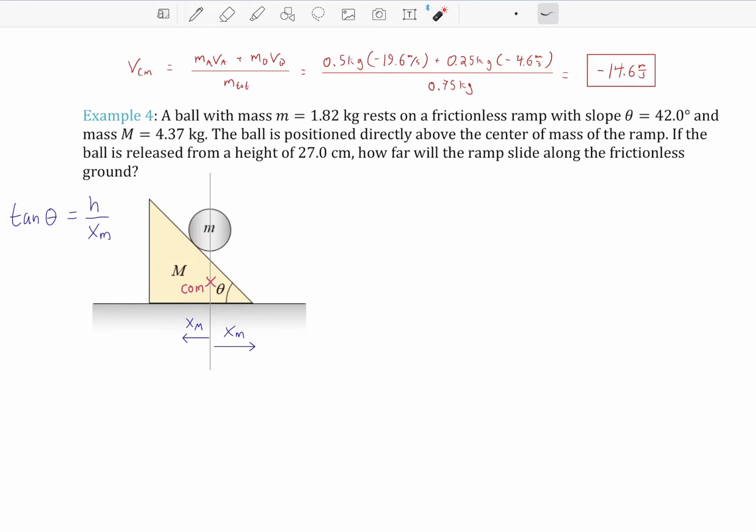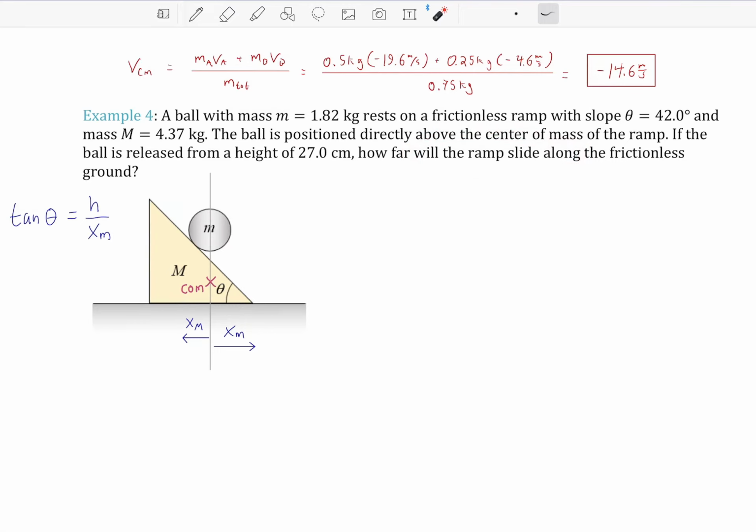It turns out that we can cut out many of those steps by using instead a velocity of center of mass approach, which really is a conservation of momentum approach, but does have its limitations. Because notice what I'm asking here. How far will the ramp slide? Well, momentum and center of mass are very good for answering questions about distance.